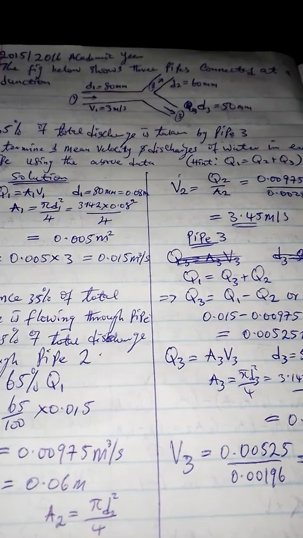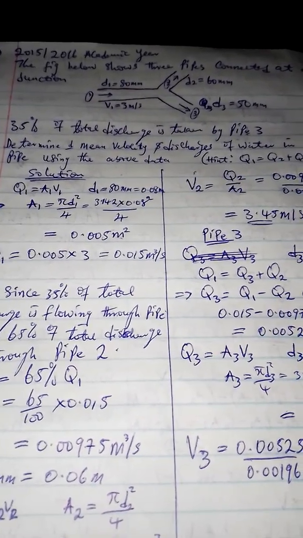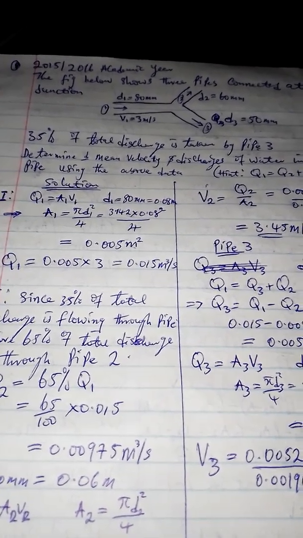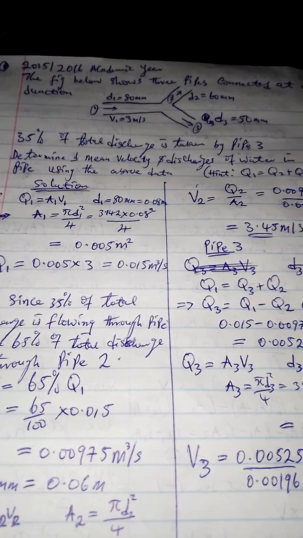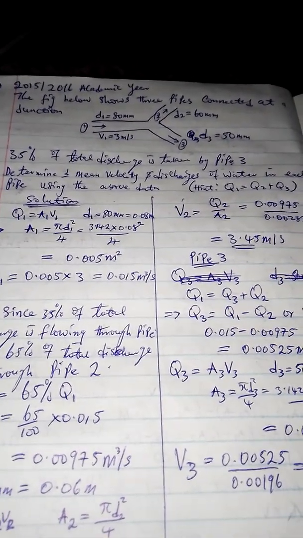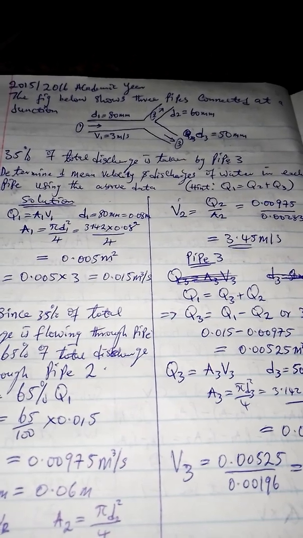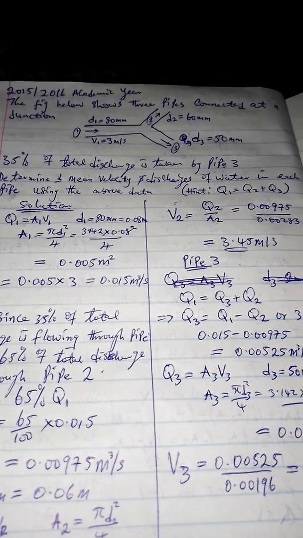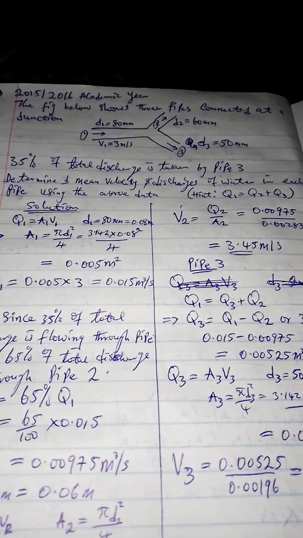In this video, we're going to solve a rate of flow or discharge problem. The figure below shows 3 pipes connected at a junction. 35% of the total discharge is taken by pipe 3. Determine the mean velocity and discharge of water in each pipe using the above data.